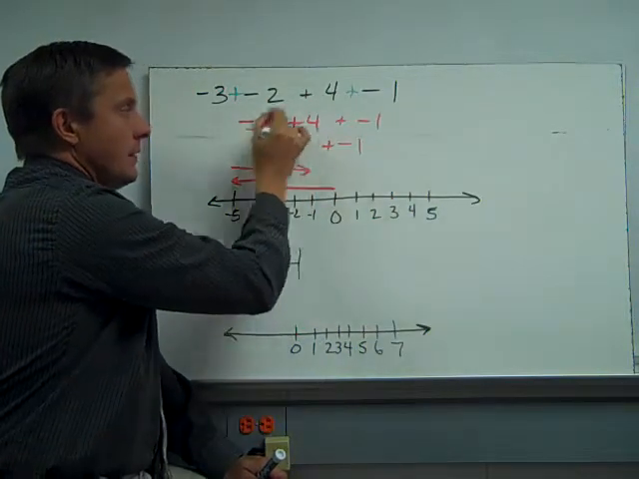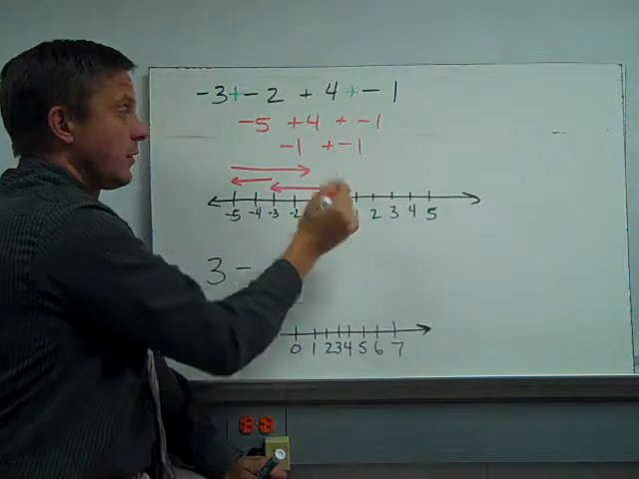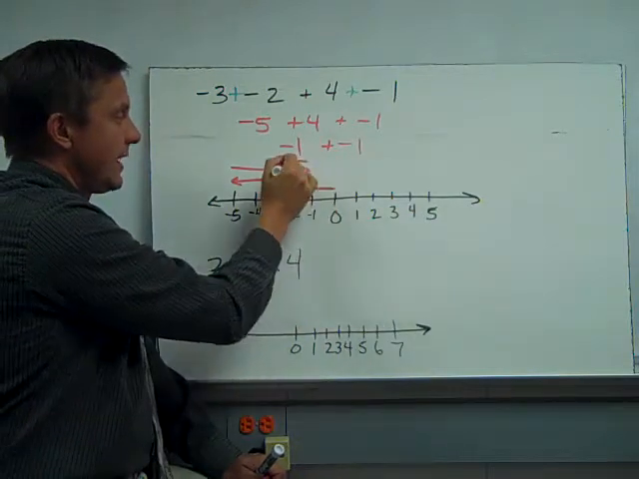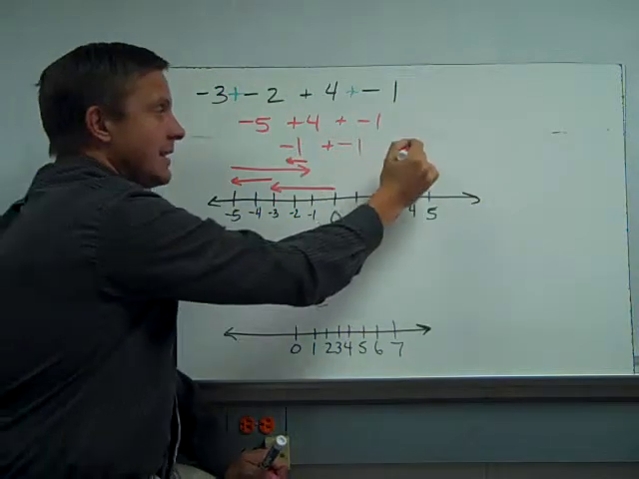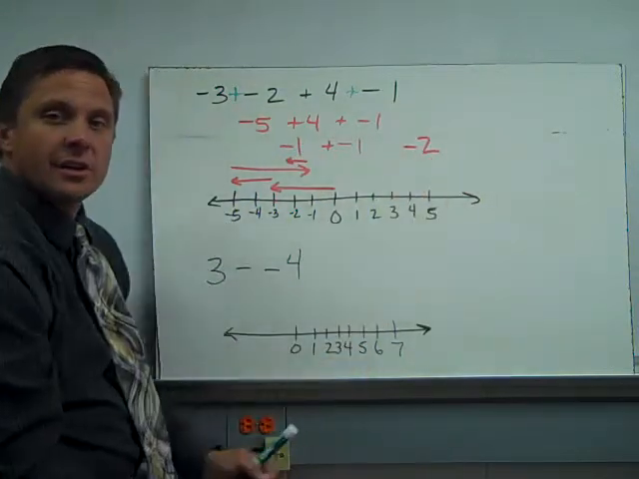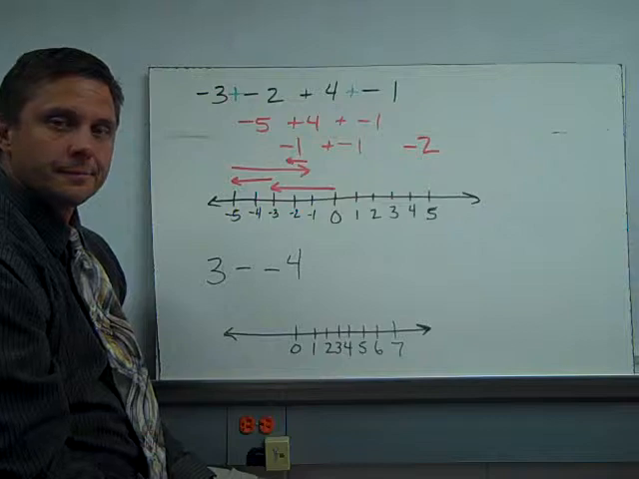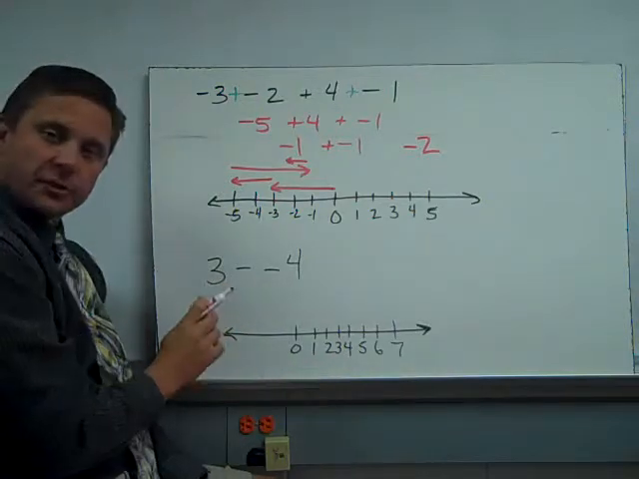Now I have negative 1 for this value and negative 1. So negative 1 plus negative 1, last step. I go back 1 because the plus from that way turn the other way, and I get the answer is negative 2.